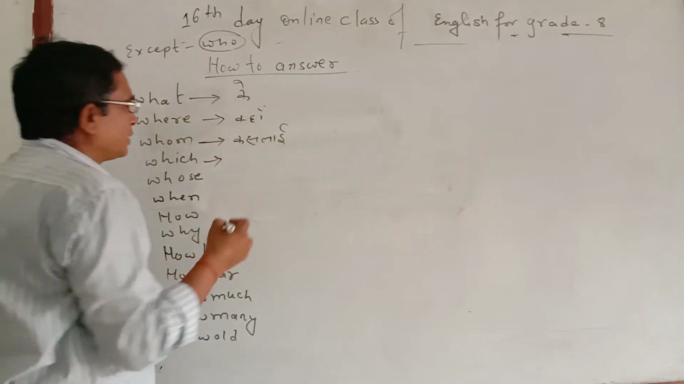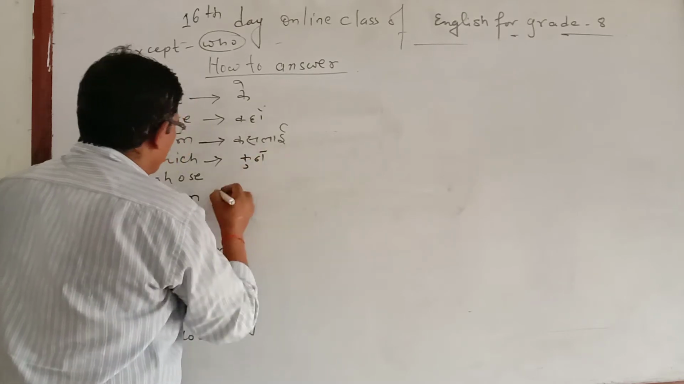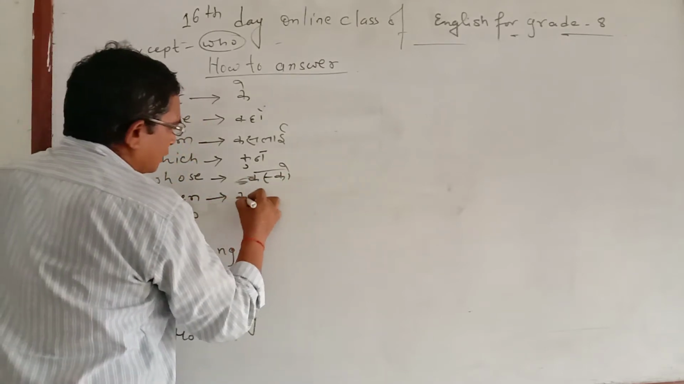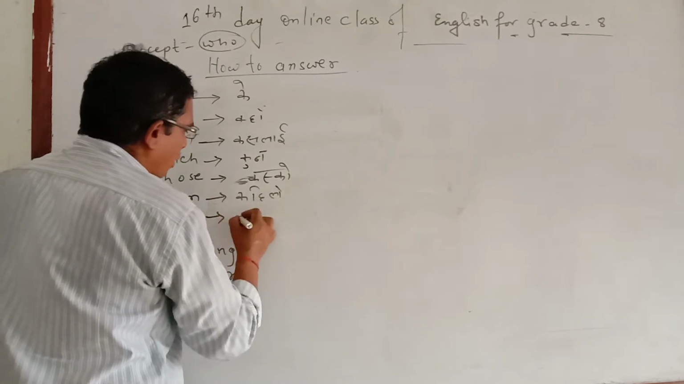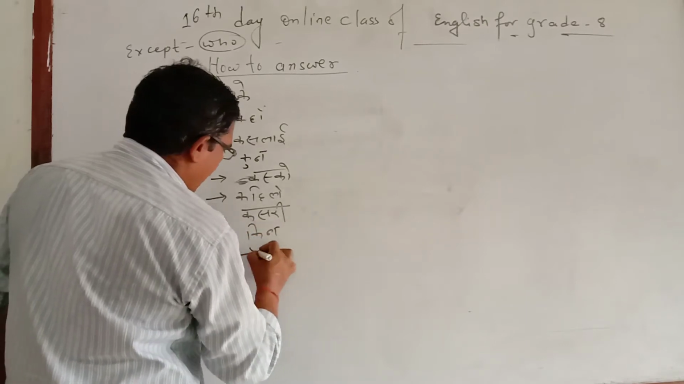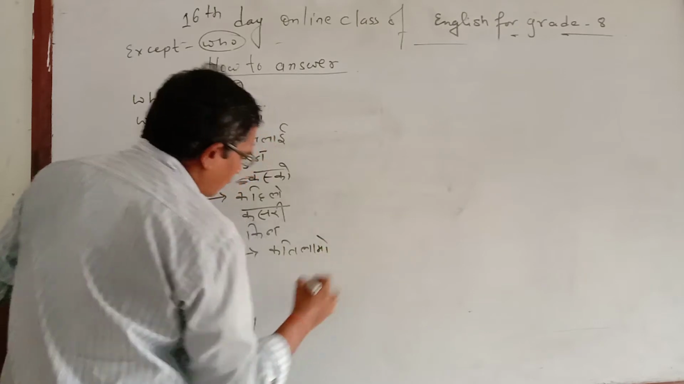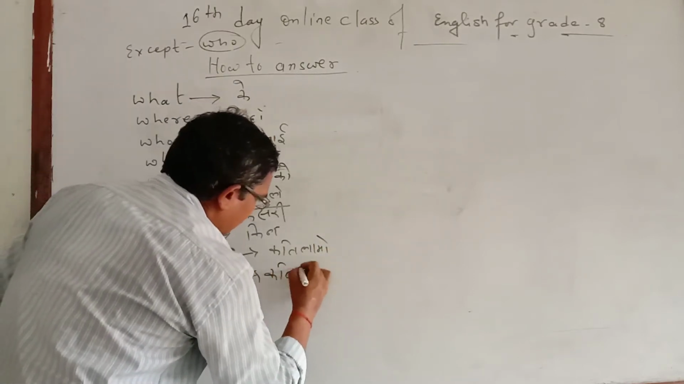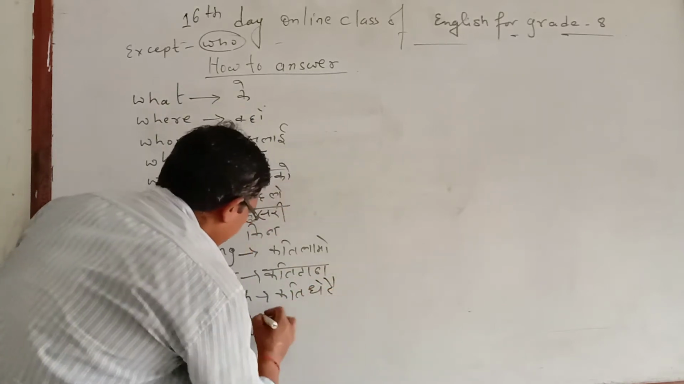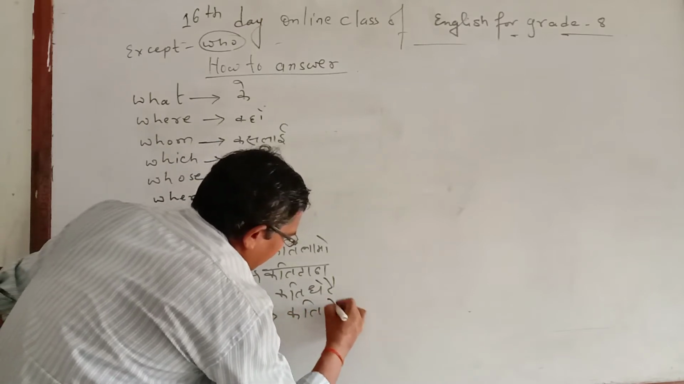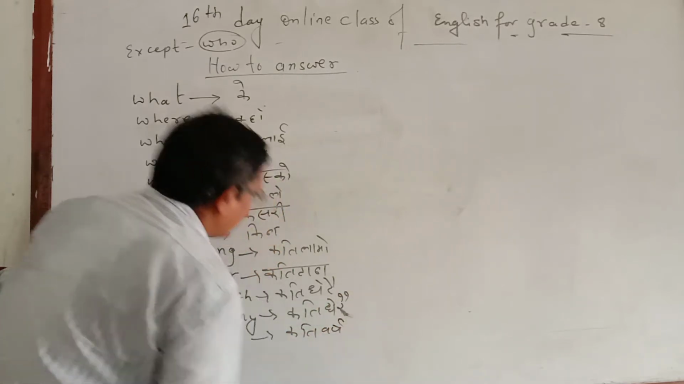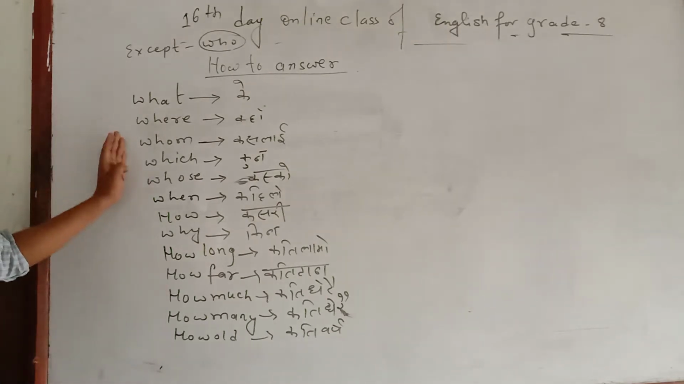This is the meaning of the given WH in Nepali: which means kun, whose means kasko, when means kahile, how means kasari, why means kina, how long means katilamo, likewise how far means katitaana, how much means kati dhere, how many means also kati dhere, how old means kati barsa. So these are the WH and the meaning of the WH in Nepali.